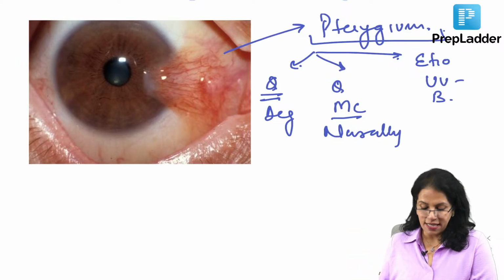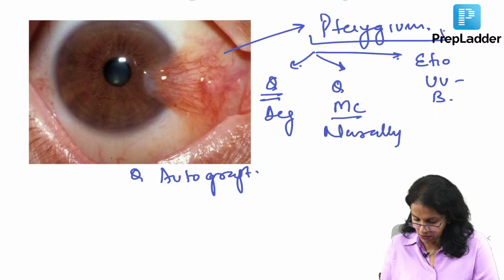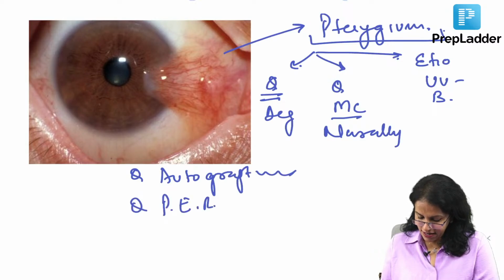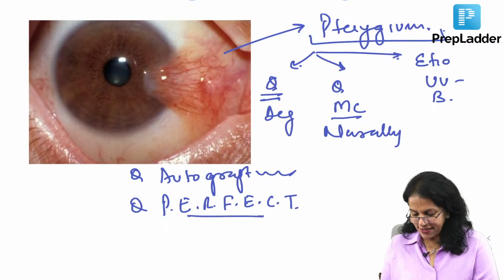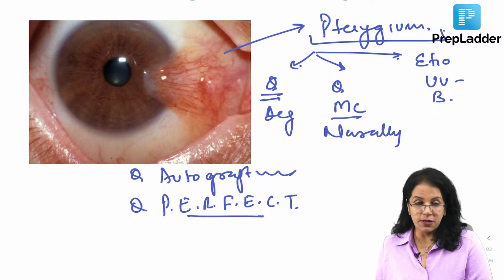What else have we learned? What is the best way of preventing recurrence? We will answer autografting. And which is the best way of doing autografting? We will talk about the perfect surgery, isn't it? That is pterygium extended resection followed by extended conjunctival transplantation. So please revise everything because this is a very, very frequently asked question.